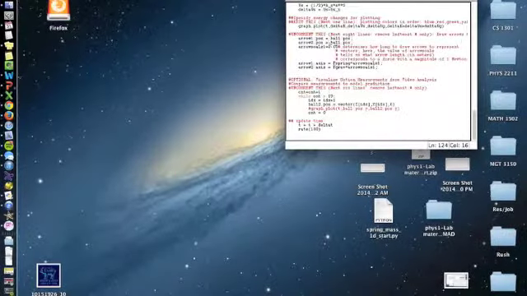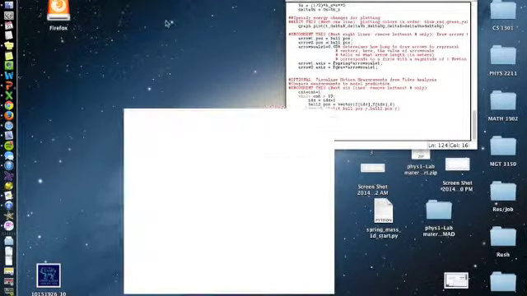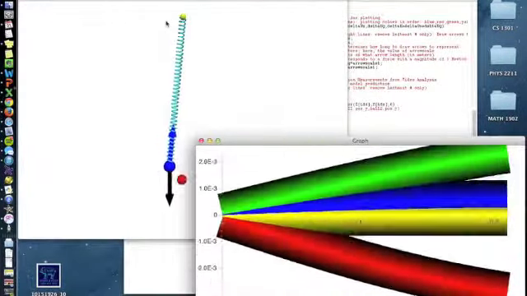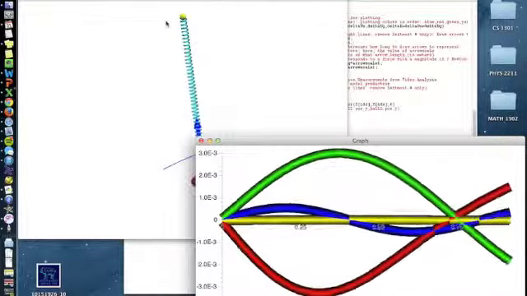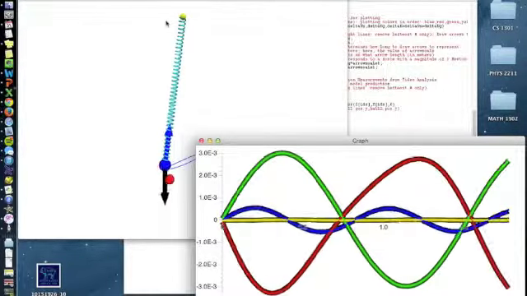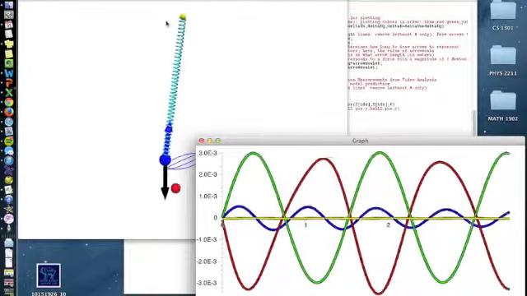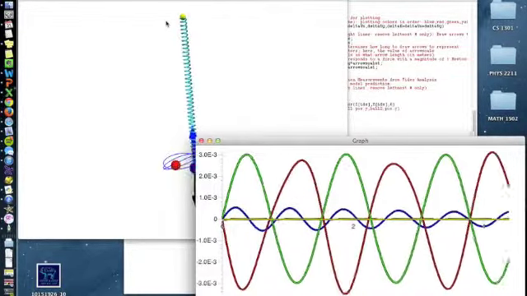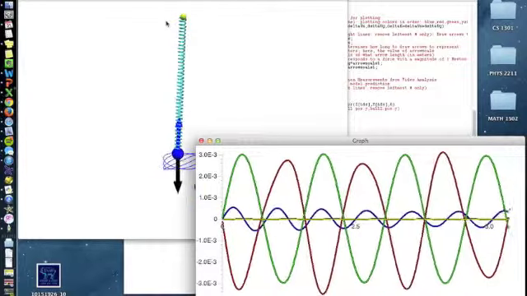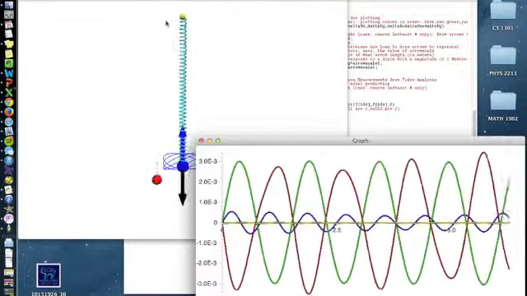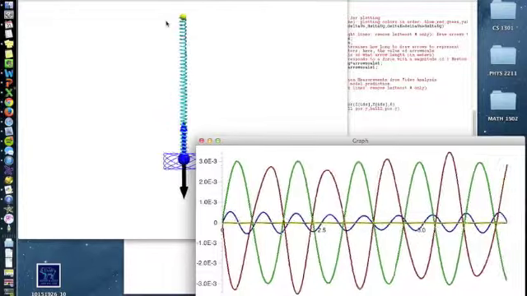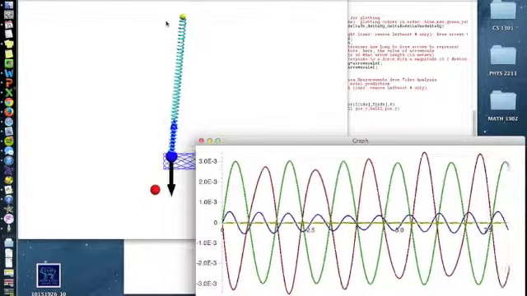Here we will observe the model as it runs. The computational model of the spring's movement is then shown, along with a graph of all of the energy of the system. The blue line represents the change in kinetic energy. The red represents the change in spring potential energy, and the green is the change in gravitational potential energy. The yellow line represents the total energy of the system, which we see as 0.